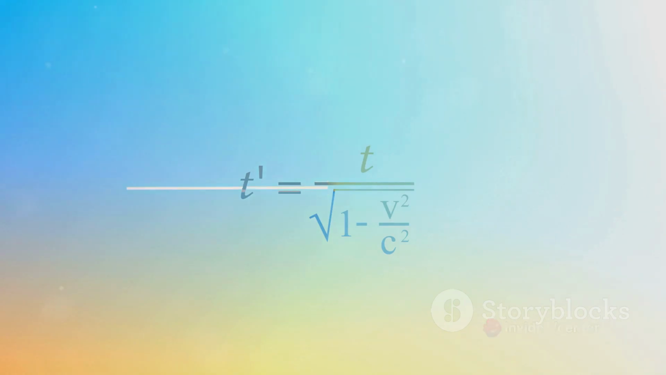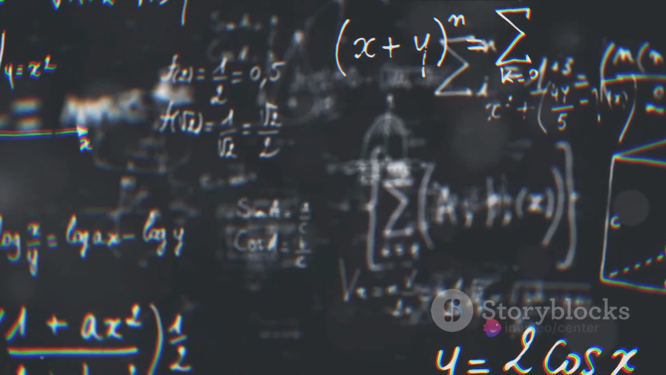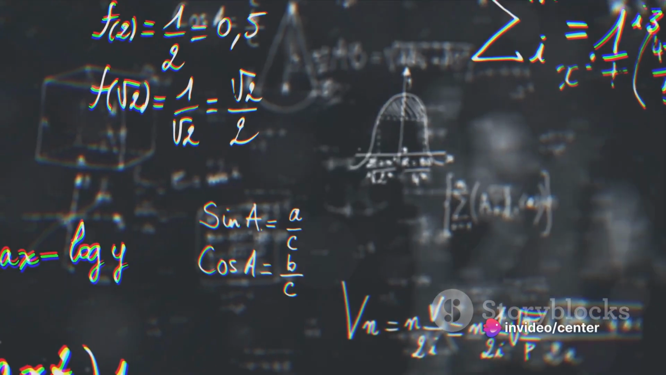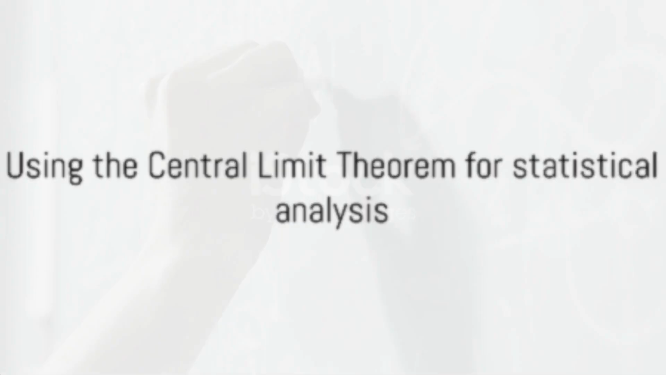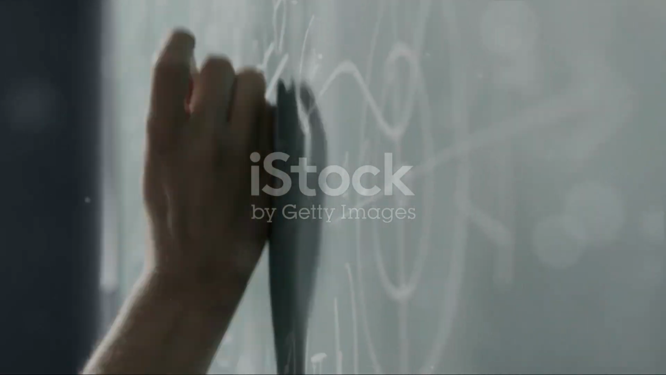It allows you to calculate the standard deviation of the sample mean using the formula. Standard deviation of the sample mean equals the standard deviation of the individual variables divided by the square root of the sample size. With this standard deviation, you can then calculate confidence intervals or conduct hypothesis tests about the population mean using the standard normal distribution table.